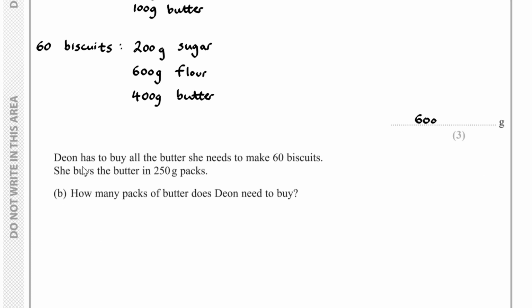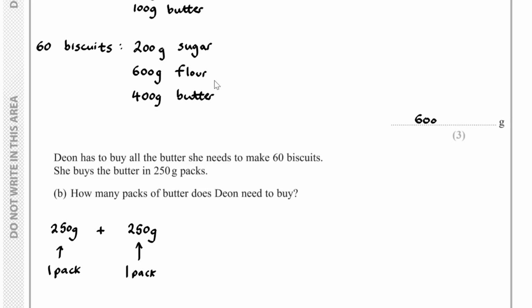And for the next part, Dion has to buy all the butter she needs to make 60 biscuits. She buys the butter in 250 gram packs. How many packs of butter does Dion need to buy? So for this question, we have the 250 grams already, which corresponds to 1 pack. And if we add on another 250, so this is another pack, this takes us up to 500.